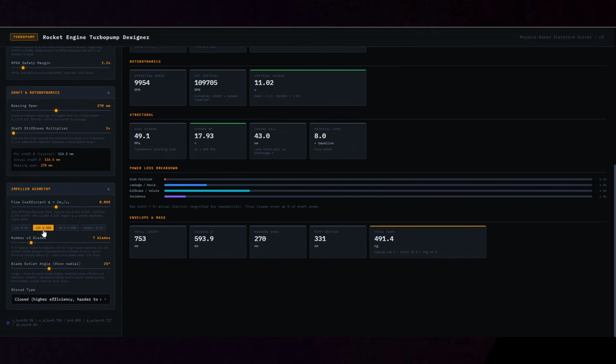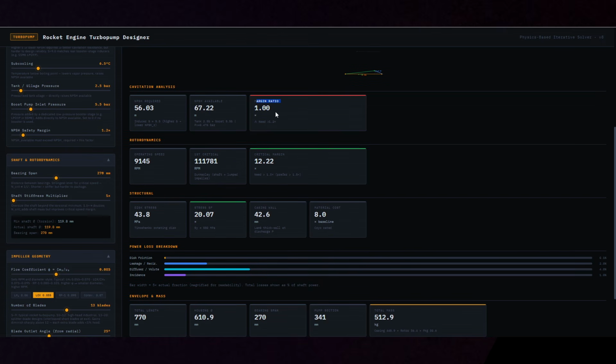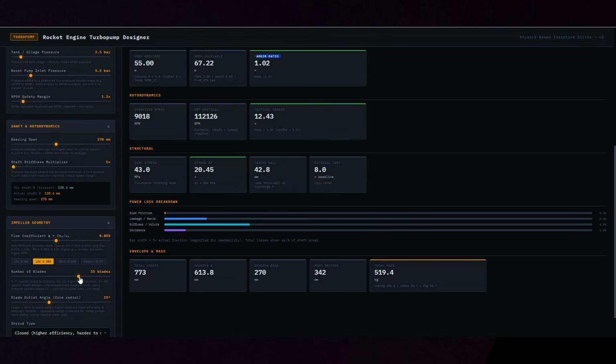And then there's this flow coefficient. Right now it's set to LOX. There's an RP1 flow coefficient, there's a conservative one, and then there's hydrogen. And then a number of blades. Changing the number of blades here improves your margin here, so it reduces the cavitation. Let's put this to a more marginal amount. So if we were right at there, then increasing the number of blades would make it happy.